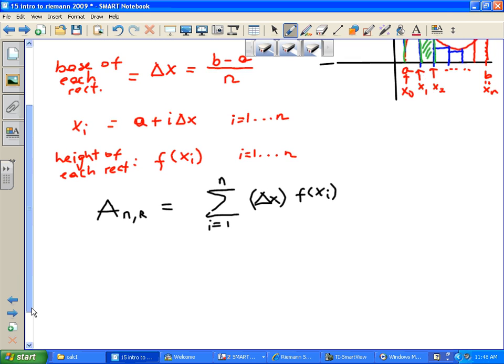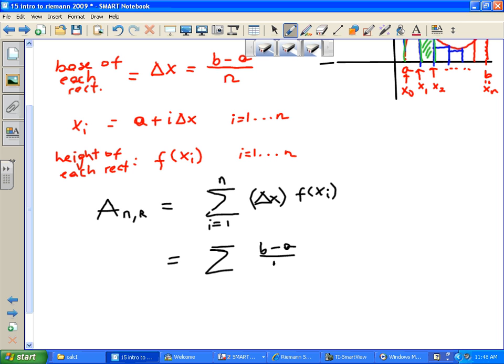Now let's simplify that further. We know what delta x is. Delta x is b minus a over n, times f of x sub i. Now we know what x sub i is, so let's just plug that in there as well. x sub i is a plus i times delta x, as i goes from 1 to n. We now have the area using n rectangles.